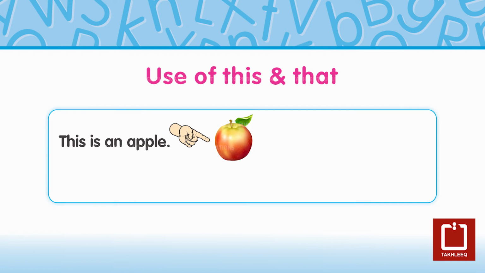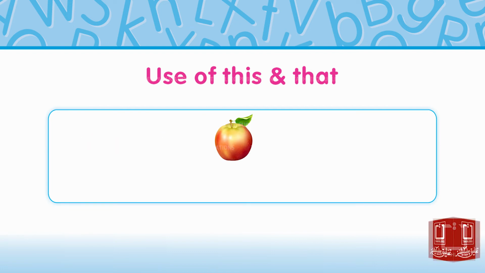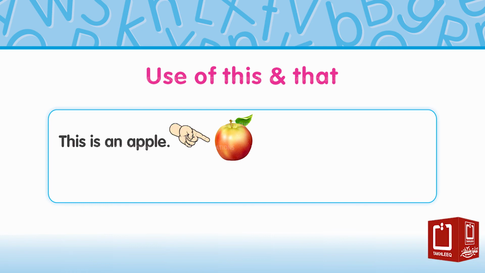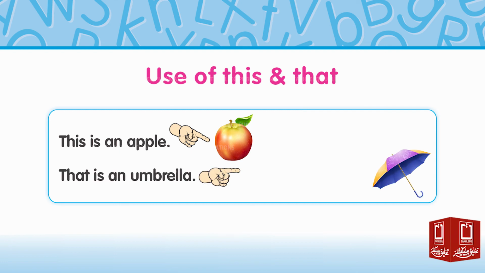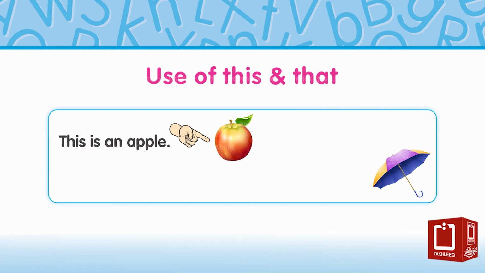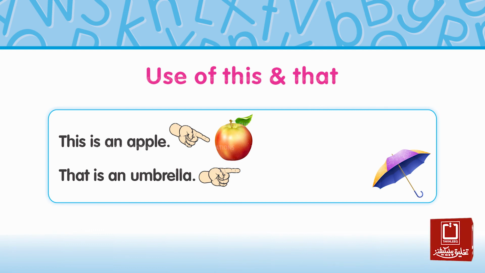This is an apple. ये एक सेब है. This is an apple. That is an umbrella. वो एक छतरी है. That is an umbrella.